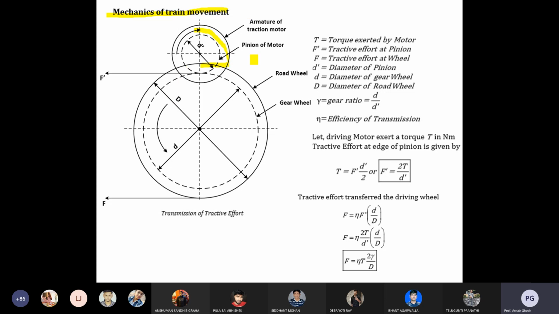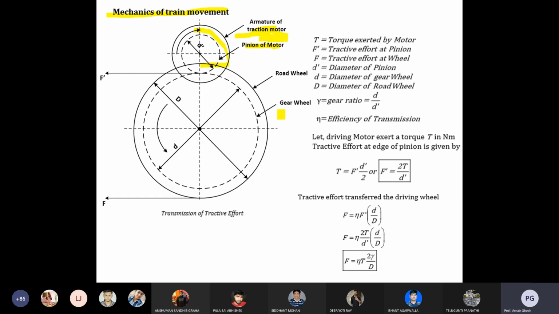Okay, so here you can see the armature of the traction motor, and next one is your pinion motor. The pinion can also be directly connected with that armature. Okay, so road wheel and gear wheel. Road wheel means what? Road wheel is directly connected to the shaft. Two wheels are there that stand on your railway track. This is your road wheel or outer wheel. And a gear wheel will be there.